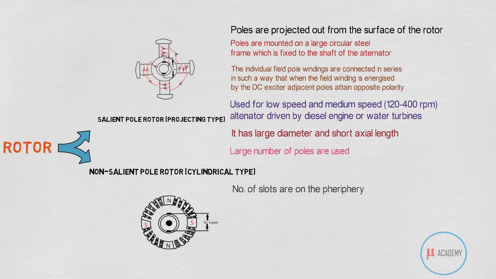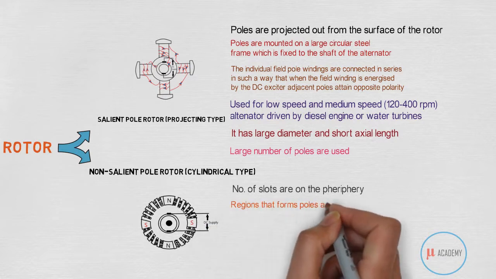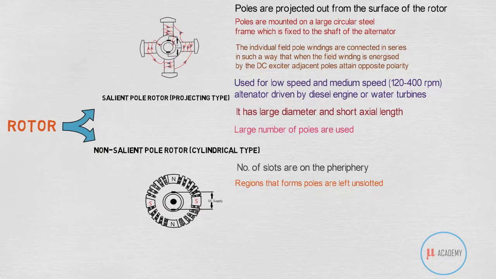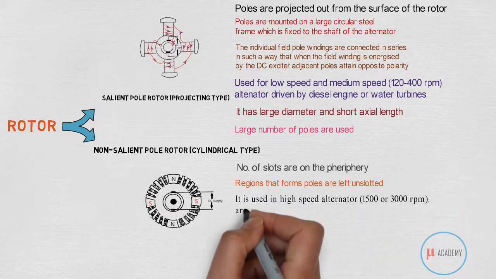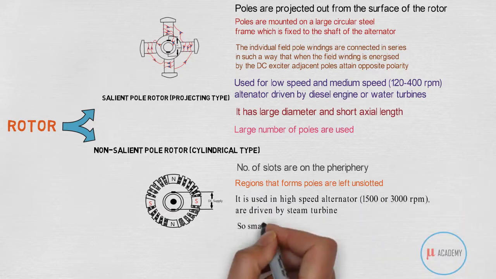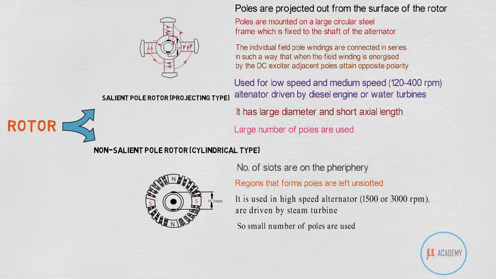In cylindrical type, a number of slots are on the periphery. Regions that form poles are left unslotted. It is used in high-speed alternators, so a small number of poles are used.